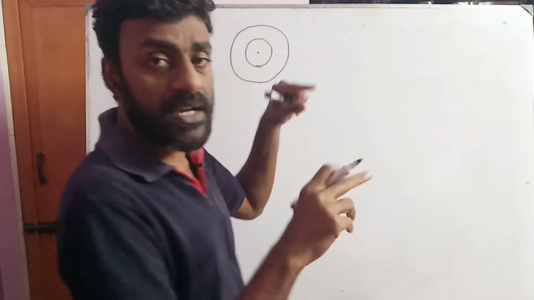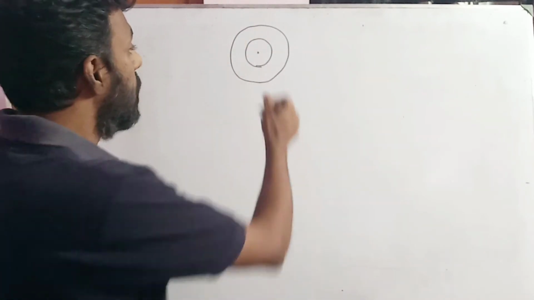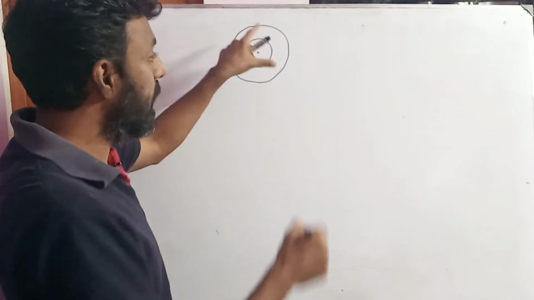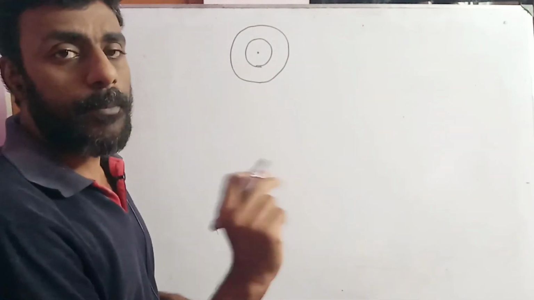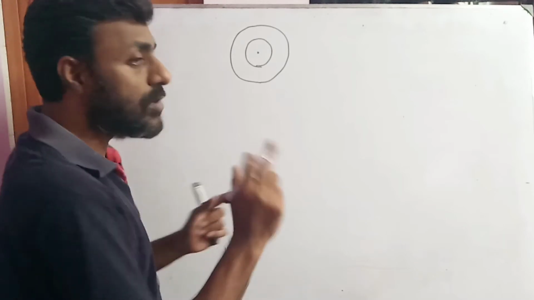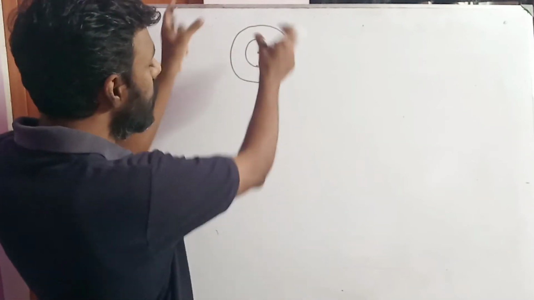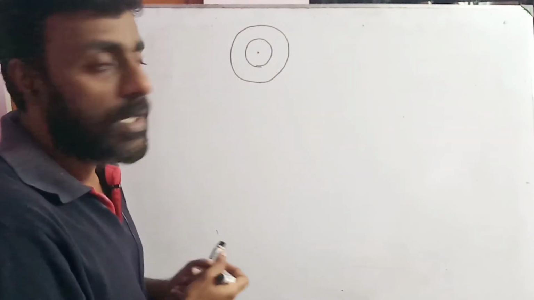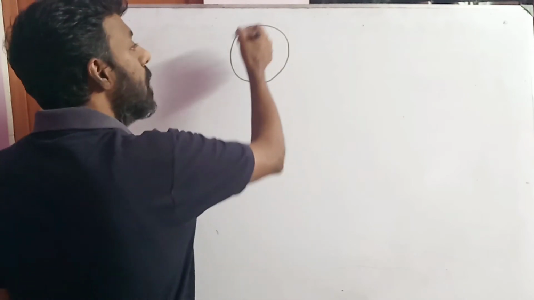The other circle will have a different radius, but every circle will have the same point, that is the center point. So that is called concentric circles. Here if you look at the top view of the sphere, this is how it looks. It looks like a concentric circle.